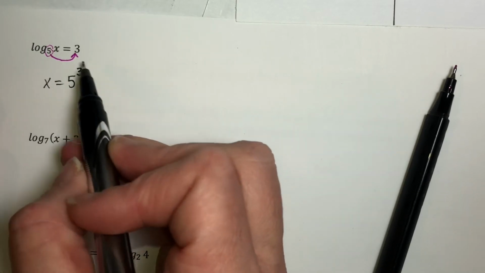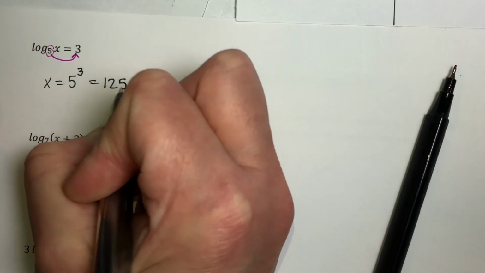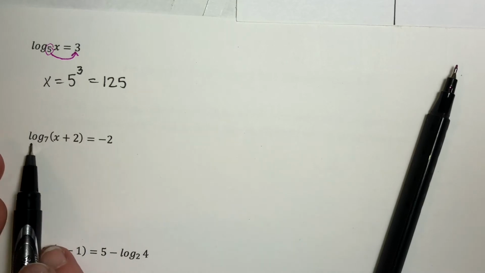Well, that's easy. I can figure 5 to the third power very quickly. It's equal to 125. Now, I did not need to do an approximation here because I got an exact answer. Okay? Now we're going to do something very similar right here.